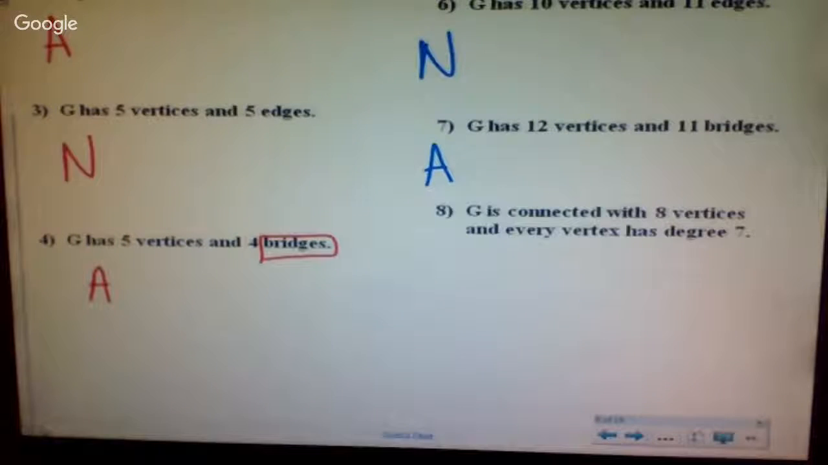Never. What does it mean for a dot to have a degree of 7? It has 7 edges, 7 lines. So for every vertex, every one of those dots has 7 lines. So this is a holy cow, no way. Never gonna happen.